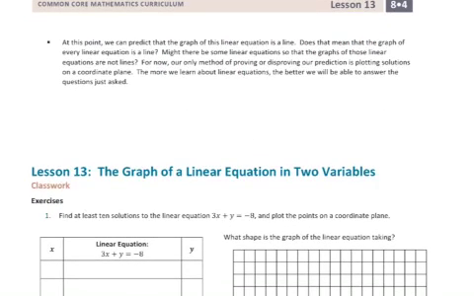So it says at this point we can predict that the graph of this linear equation is a line. Does that mean that the graph of every linear equation is a line? Might there be some linear equations whose graphs are not lines? For now, our only method of proving or disproving our prediction is plotting solutions on a coordinate plane. The more we learn about linear equations, the better we will be able to answer the questions just asked. So far we are just plotting solutions on the coordinate plane.